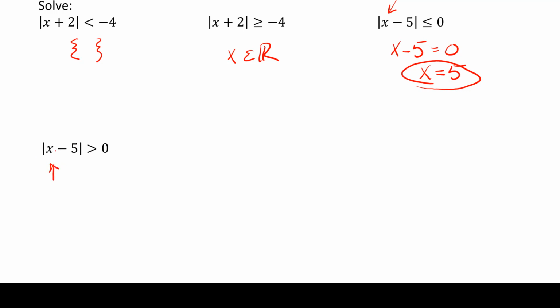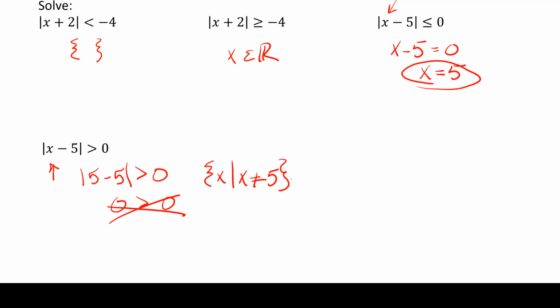Let me just repeat that. If I put 5 in there for x, then I'm going to get the absolute value of 5 minus 5 is greater than 0. 0 is greater than 0, and that's not true. Okay, so the only thing that won't work in this particular inequality is x equals 5. So for this solution set, we would have to say all x such that x does not equal 5.